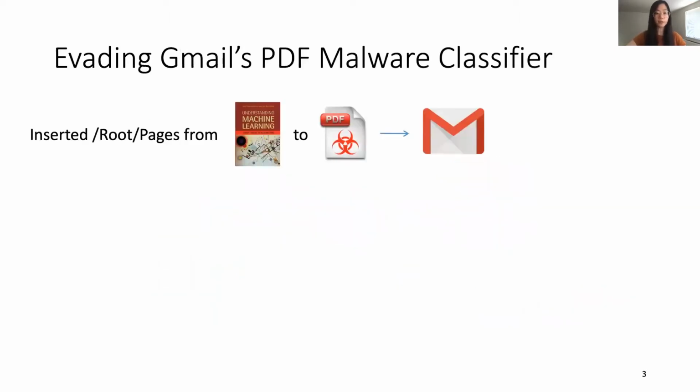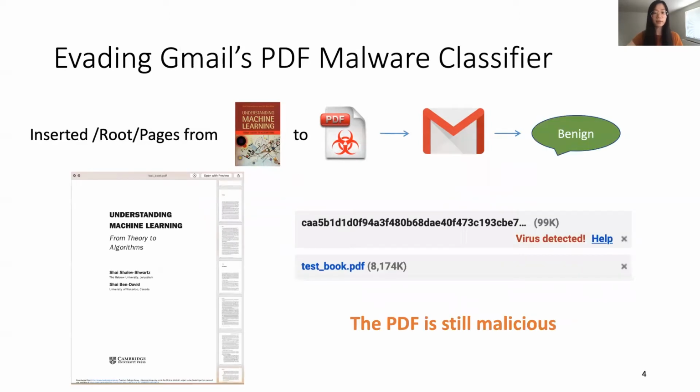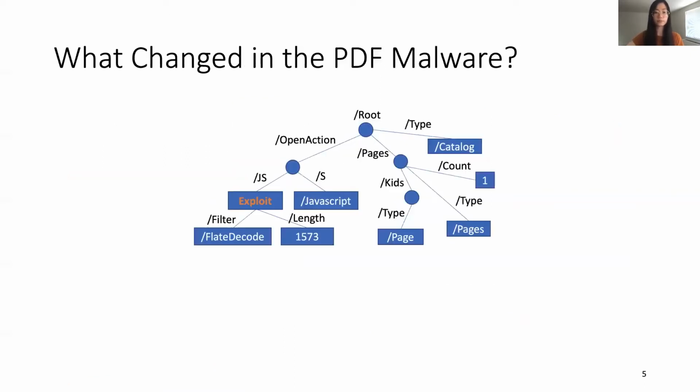As an example, we can evade Gmail's PDF malware classifier using the following action. We inserted pages from a machine learning textbook into a PDF malware and uploaded the malware variant as an attachment to Gmail. While Gmail can detect the original PDF as malicious, the malware variant is classified as benign. Security classifiers should at least be robust against such trivial attacks.